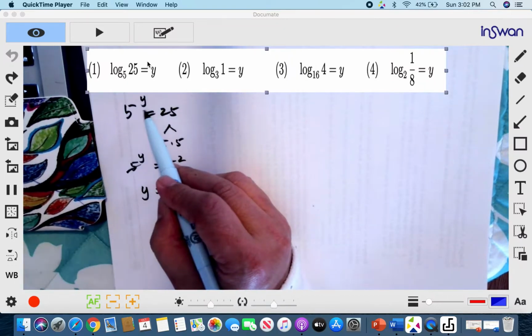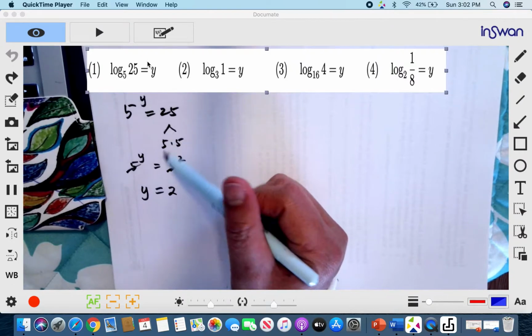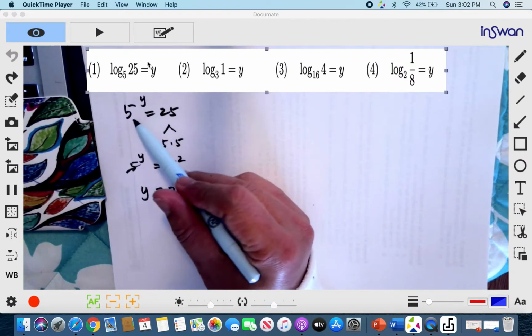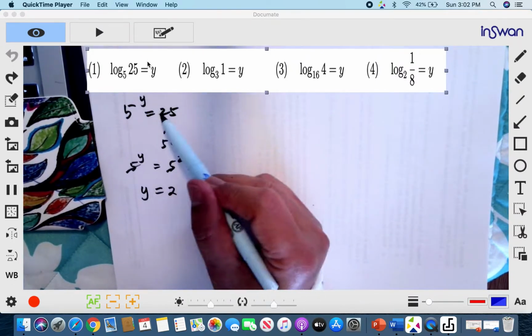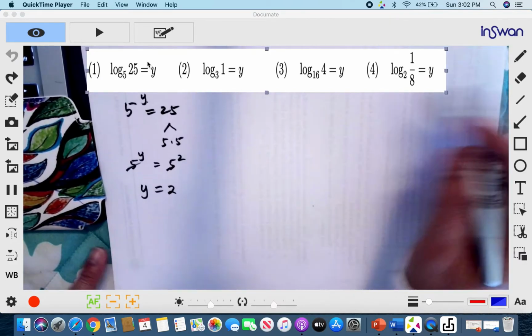Or you can think of it like this. It doesn't have to be really specific and detailed like this. You just have to think of what should be the exponent of 5 to get 25, and it's actually 2. Okay, now we'll go to the next one.